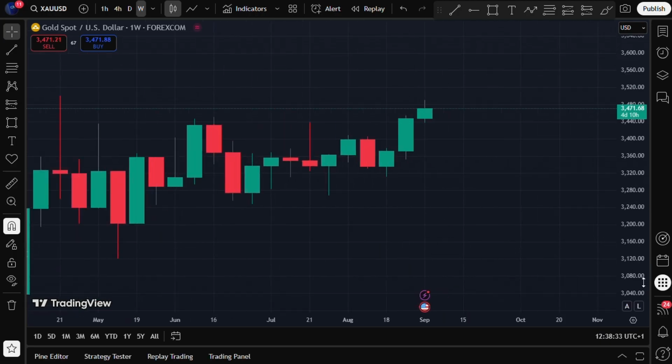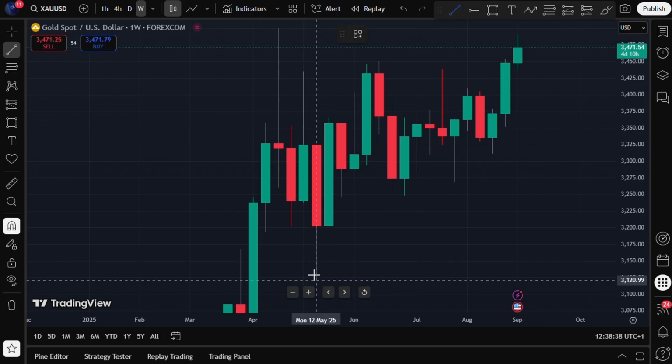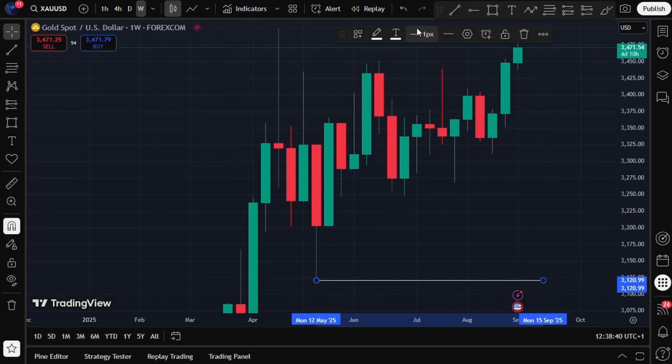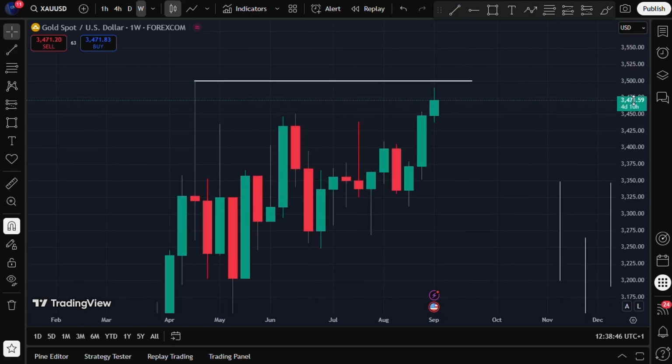For example, I am going to use this over here. I'm going to draw out this swing point here, and I'm also going to draw out this swing point here, or this swing high.